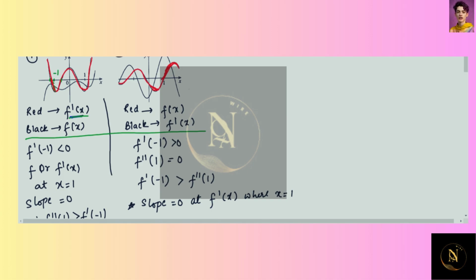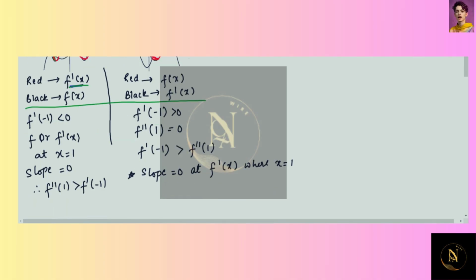Now for f dash of x at x equals 1. Here we can see the slope is 0, right? So that's why f double dash of 1 is greater than f dash of minus 1 here.